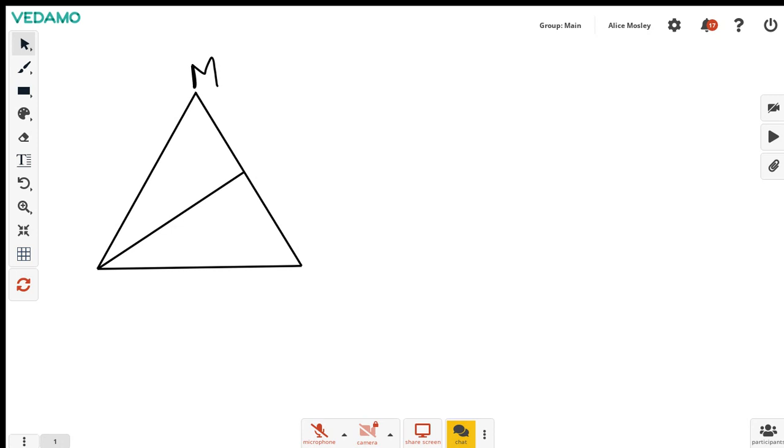This triangle is known as MNO. This is 6. This is 7. This is 5. 8. Okay. Now, can you all tell me what is the perimeter for this triangle?